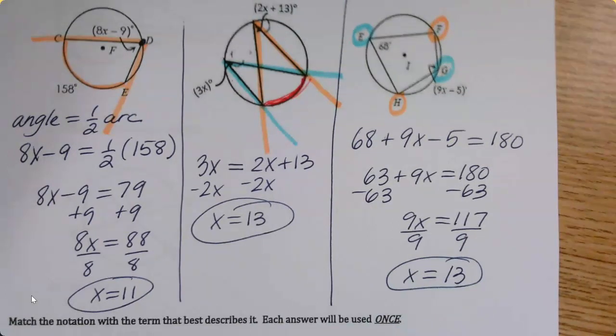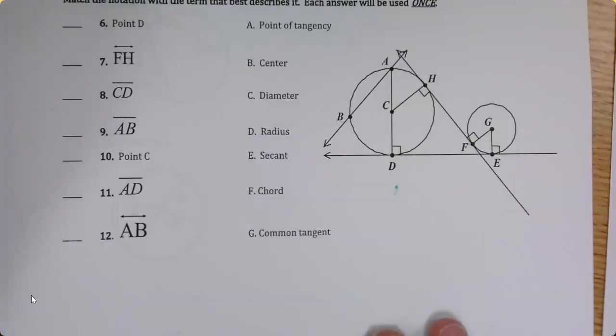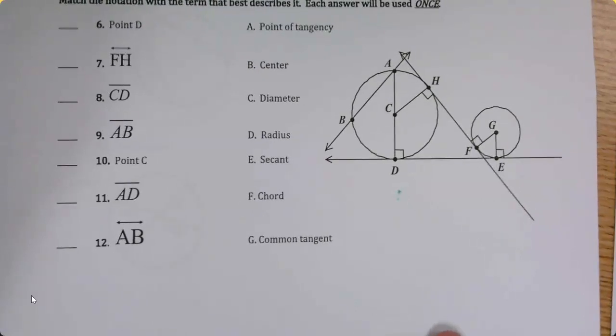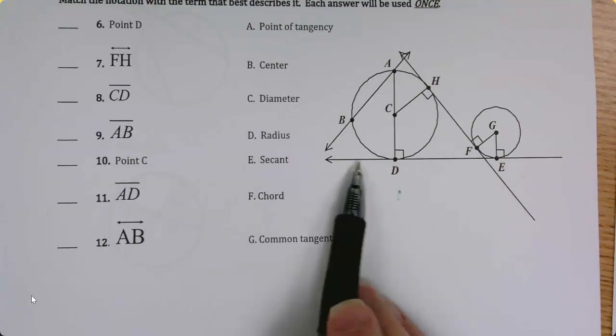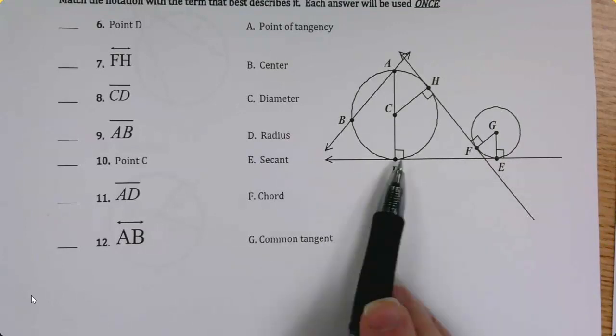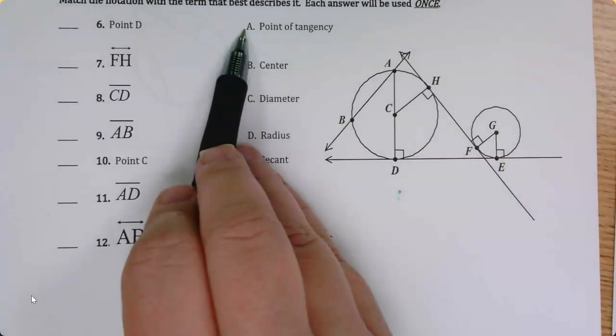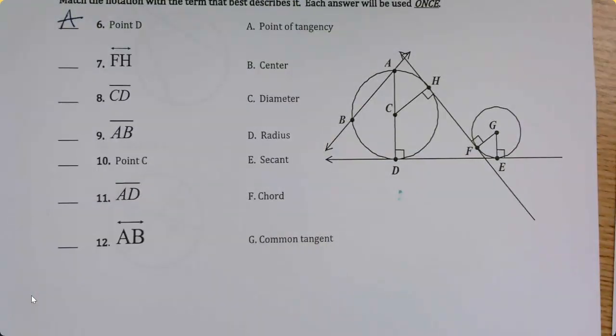All right, moving on. This is just about identifying parts of a circle, and this is pretty quick. Each answer will be used once. That's convenient, right? Point D. Notice that point D is a point on the circle where a line touches the circle and the line doesn't touch the circle anywhere else, just at that point. That makes it a point of tangency. So point D is a point of tangency.